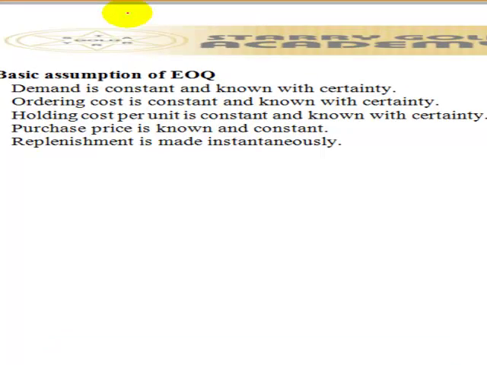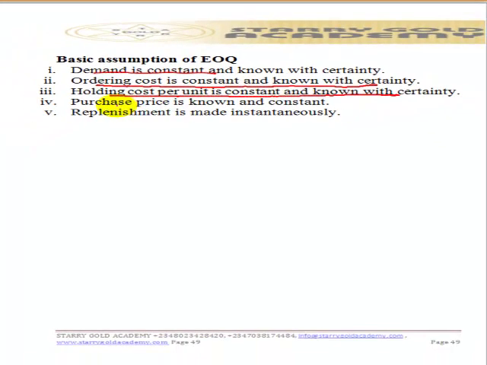Now, moving on, we have the basic assumptions of EOQ. That is, the various things that we have to understand when we are dealing with the economic order quantity. Demand is constant and known with certainty. So it means that we are expected to know the annual demand. The ordering cost is constant and known with certainty. The holding cost per unit is constant and known with certainty. Purchase price is known and constant. Replenishment is made instantaneously.